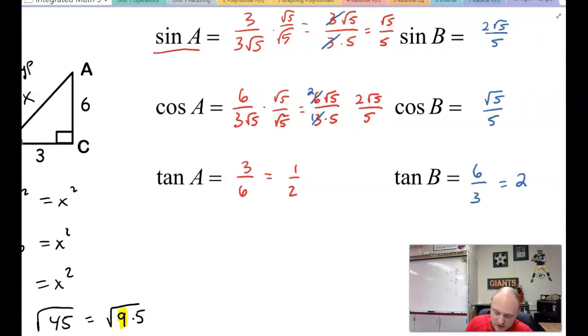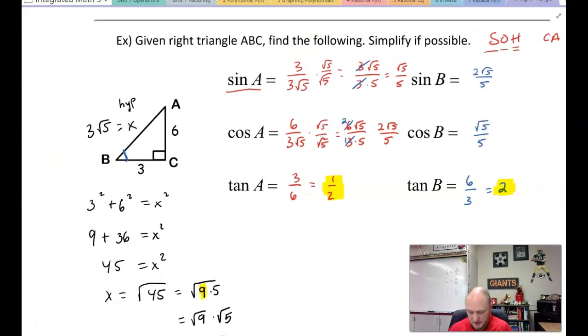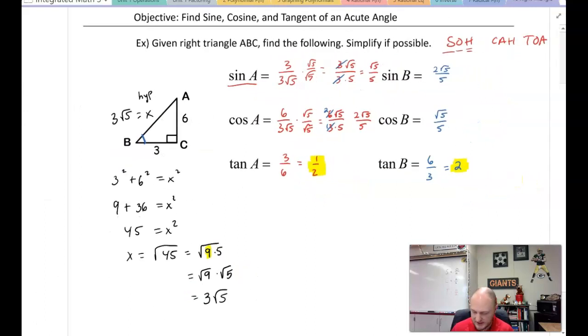And again, did you notice these are reciprocals? Reciprocals, you just flip them. Okay, so those are our values. All right, that's the third example.